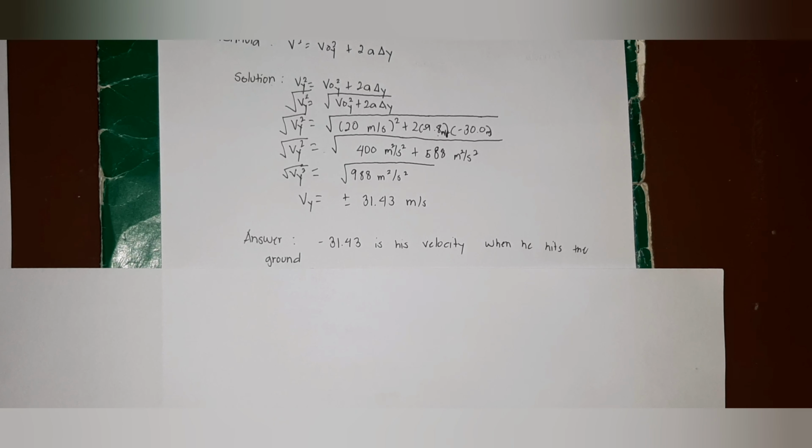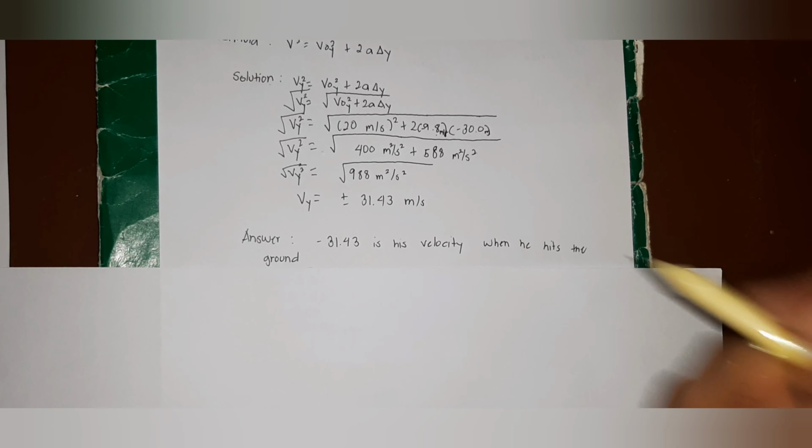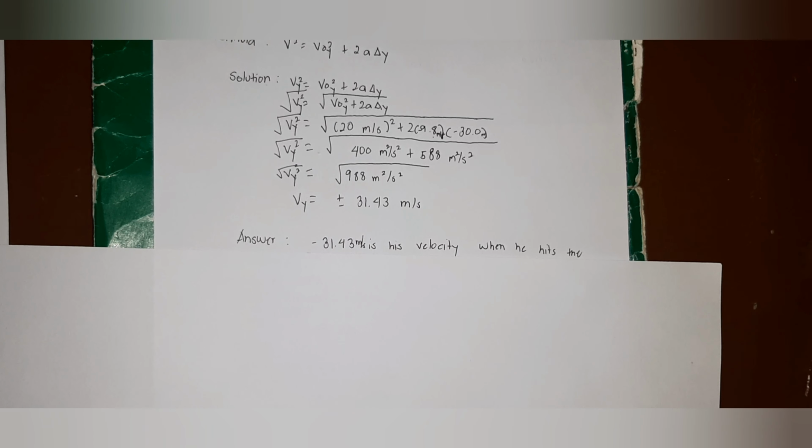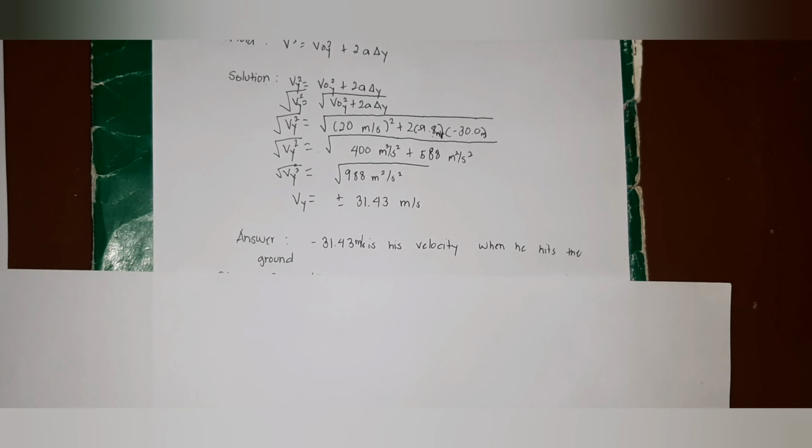Since we want the velocity before it hits the ground, the answer will be negative 31.43 meters per second. That is his velocity when he hits the ground. So this is for question number 1, letter A.